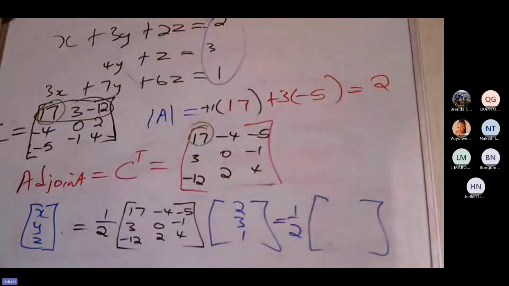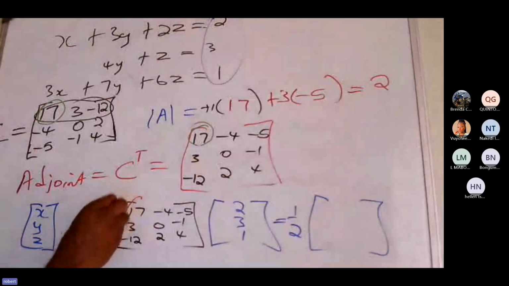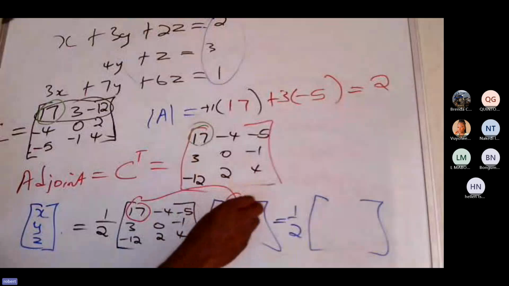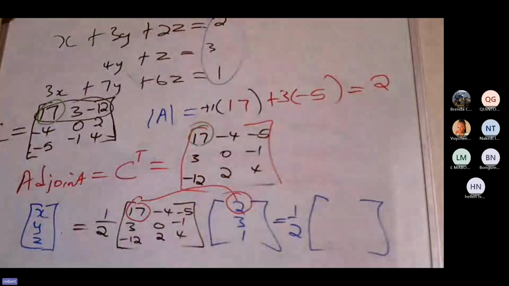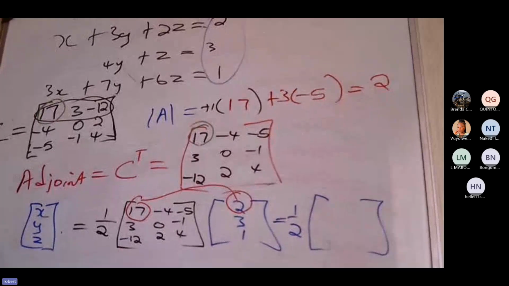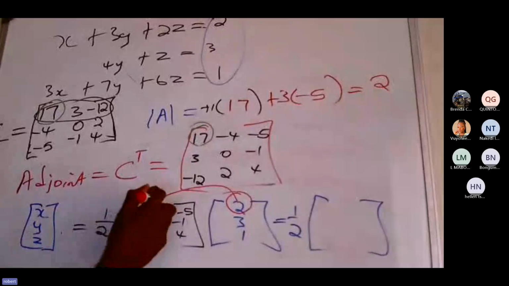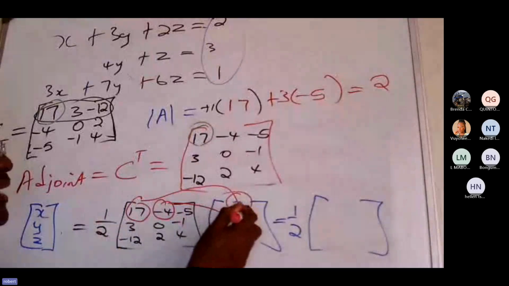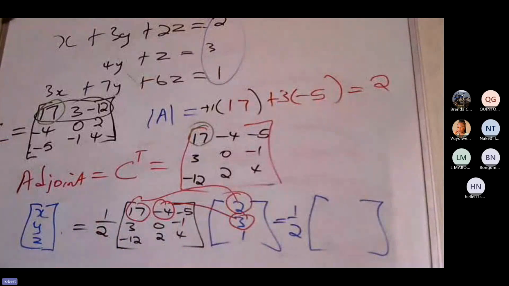Half what? Because it will now be 17 multiplied by 2 is 34. You can just simply use a calculator. You just open brackets, you say 17 multiplied by 2, then you close brackets. Then it will now be plus this multiplied by this. That is minus 4 multiplied by 3.